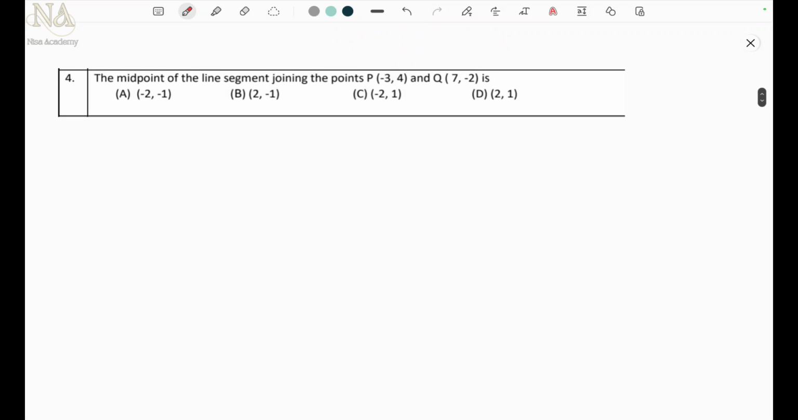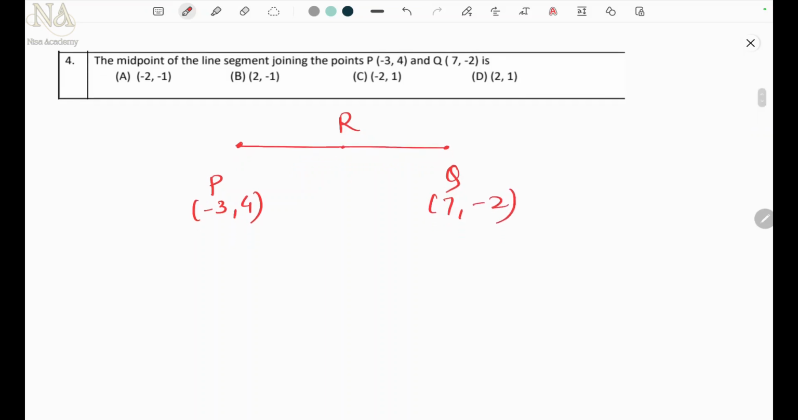The midpoint of the line segment joining the points P (-3, 4) and Q (7, -2) is... So this is a line segment with point P and point Q, and you have to find the midpoint, say R. So I will write -3, 4 and 7, -2. So what is the midpoint formula?